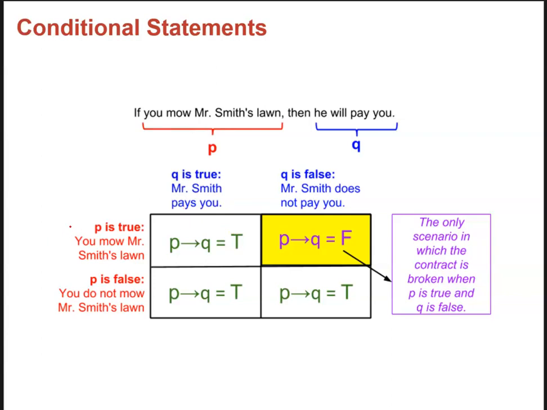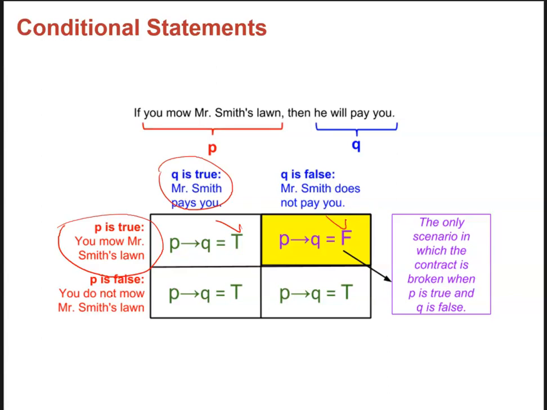Now, if you mow Mr. Smith's lawn, Mr. Smith pays you. Makes sense, this is intuitive. So you get a true. If you mow Mr. Smith's lawn, Mr. Smith does not pay you. That's also intuitive. The contract breaks because you were not paid. So that's false. When the contract breaks, you get a false.